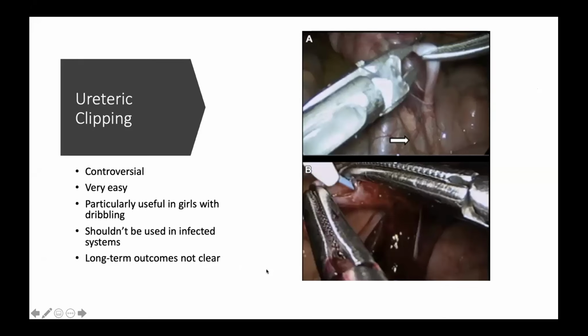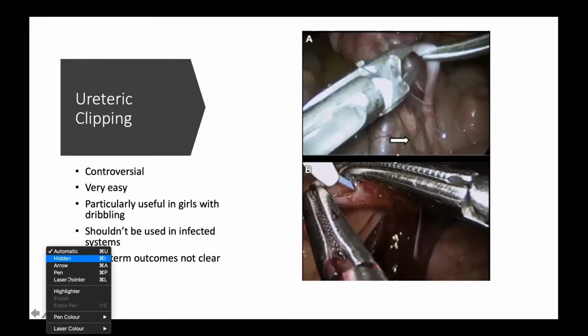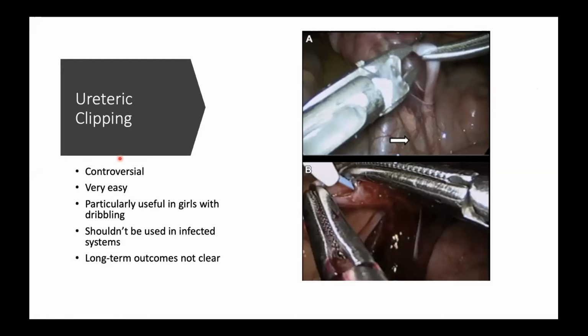So I'm going to talk about, because I was in Toronto and this procedure was described there, and there's a lot of interest in it, the concept of ureteric clipping. It's very, very controversial. I'll show you a screen grab of the article heading, and if anybody's interested, I can send you the article as well. It's controversial because it goes against everything we're taught in urology, which is that the urine must leave the body.